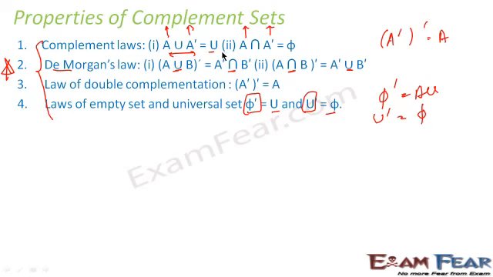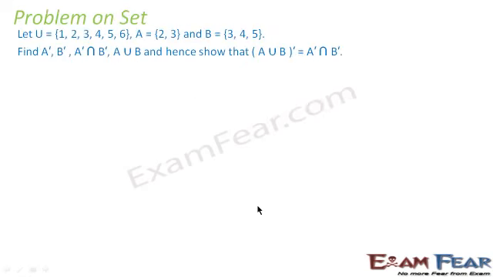A union A complement is U, and A intersection A complement is phi, because there is no common element between A and A complement. Similarly, De Morgan's law: (A union B) complement is equal to A complement intersection B complement, and (A intersection B) complement is equal to A complement union B complement. And the double law of complementation: complement of A complement is equal to A.